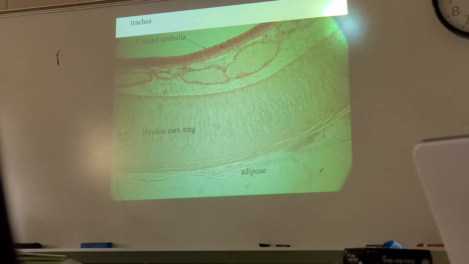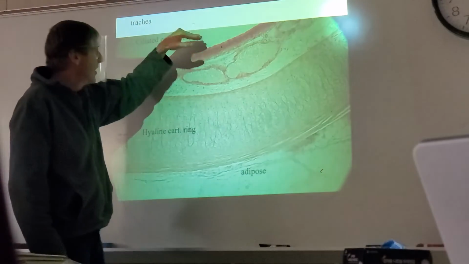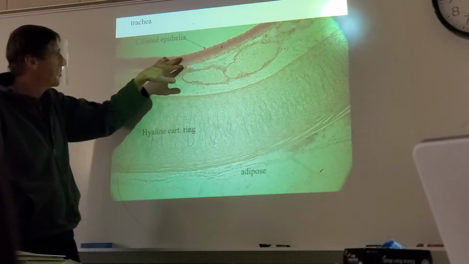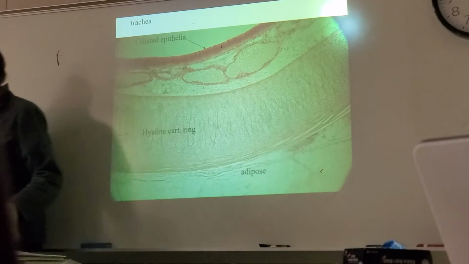This one is the trachea. Remember the trachea? This one is just showing you the thick C-shaped hyaline cartilage ring. This is a lumen, air would be here. That's supposed to be the ciliated epithelial. It's not a great slide of that, but you got a big C-shaped hyaline cartilage ring.